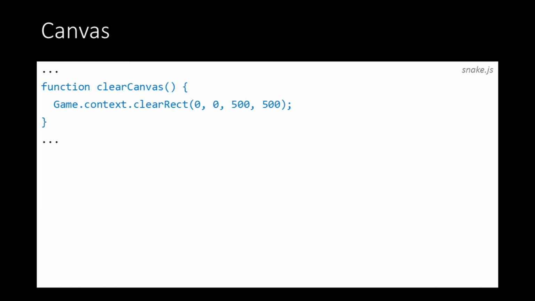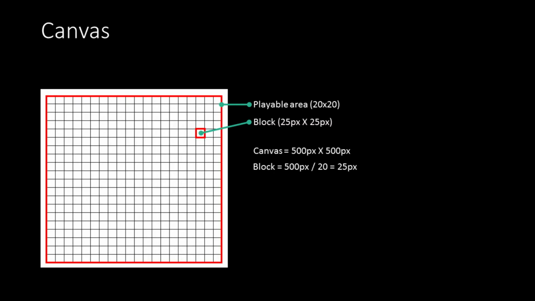Now when working with the canvas, we always want to clear it before we start a new drawing cycle. We'll add the function called clearCanvas. Inside of that, we execute the function clearRect with the size of the canvas. Now the snake game has a playable area of 20 by 20 blocks. Each block has a size of 25 by 25 pixels. Now the canvas has a size of 500 by 500 pixels. By dividing this by 20, we get the block size of 25 pixels.